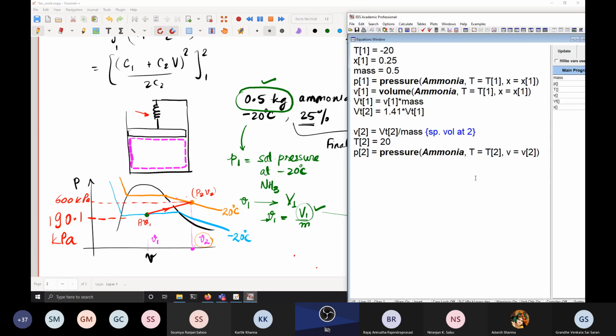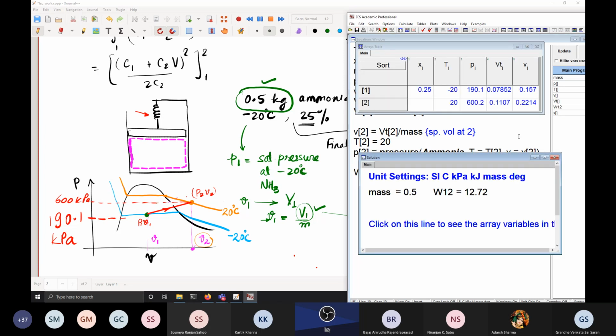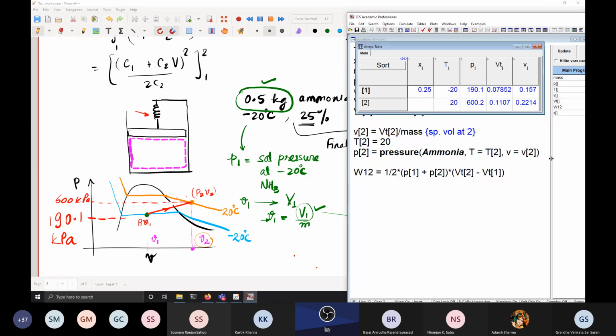And the work produced. The work produced is very simple. So the W12 will be equal to half times P1 plus P2 times VT2 minus VT1. So the work is 12.72. In the book it is given as 12.71 kilojoule. This is the work in kilojoule.